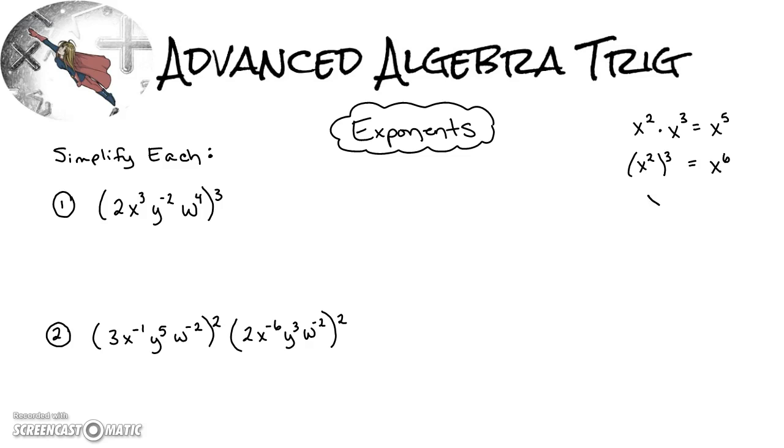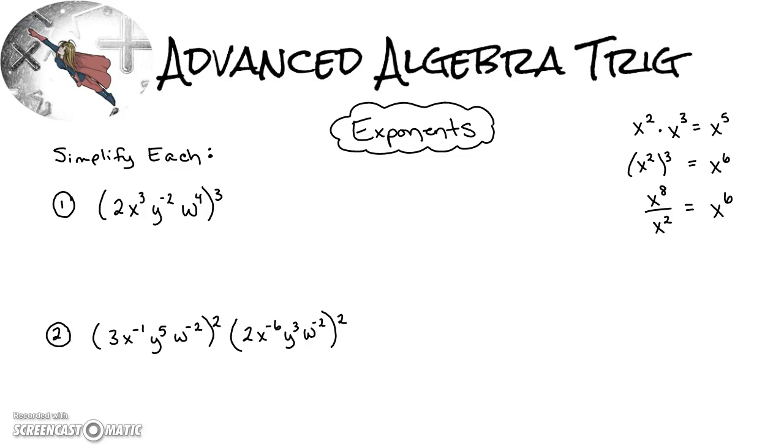And then with division, like if I had x to the eighth, let's say, divided by x to the second, that is not x to the fourth. You don't divide the exponents, you subtract them. So that would be x to the sixth.